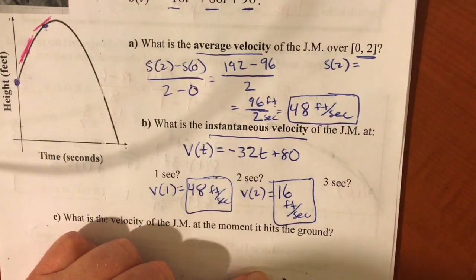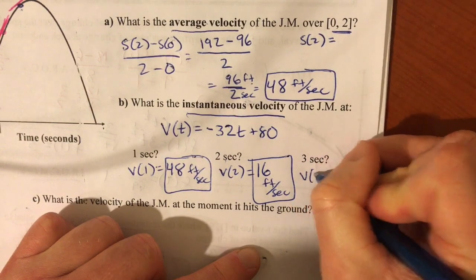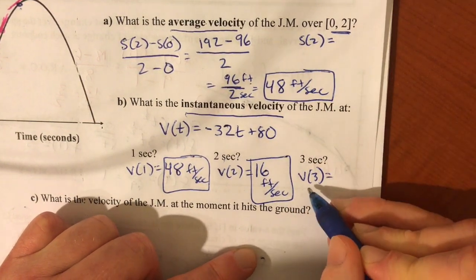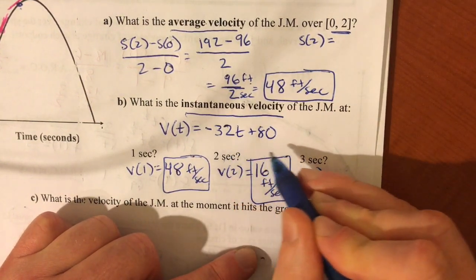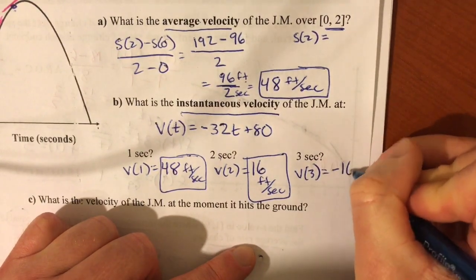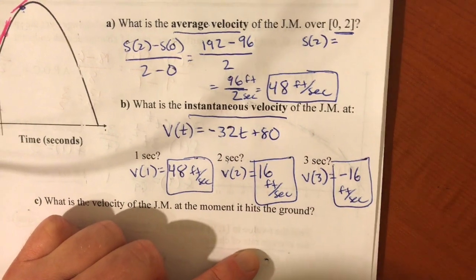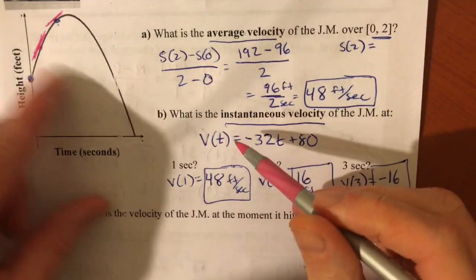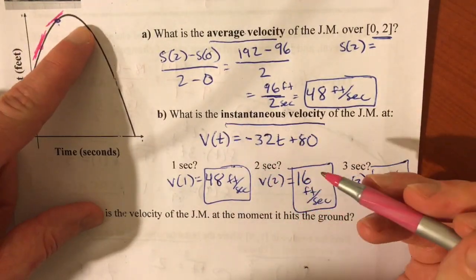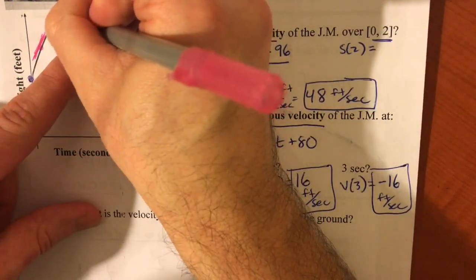So at 3 seconds, we plug in 3, you get negative 96. Negative 96 plus 80 is negative 16 feet per second, and there we go. That should be no surprise either, that 3 is now on the other side of that vertex. It's now on the way down, and that's what the negative tells you.